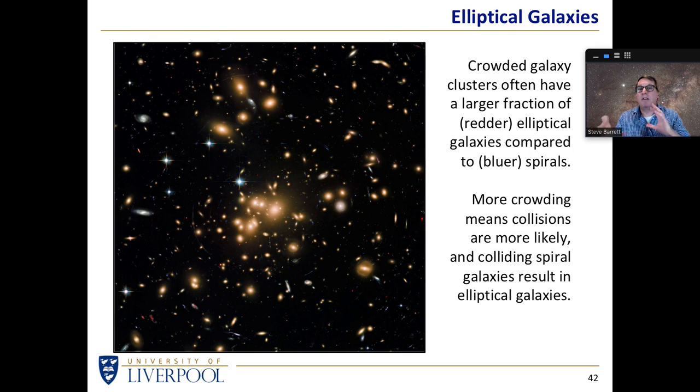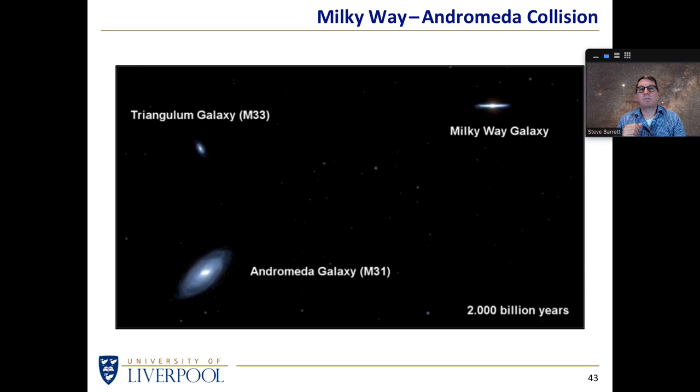And it looks like whenever spiral galaxies collide, they tend to lose their spiral arms, and you end up with something which is probably more like an elliptical galaxy. So over time, even if you start with a cluster which contains lots of spiral galaxies, by the time all of these galaxies have interacted with each other, you will find more and more of them will end up as the redder elliptical galaxies rather than the bluer spiral galaxies.